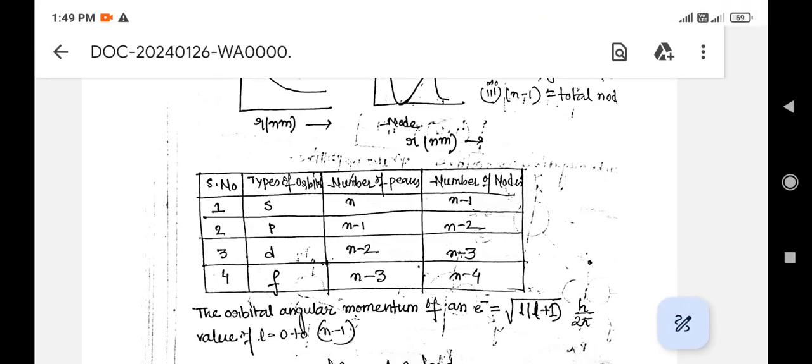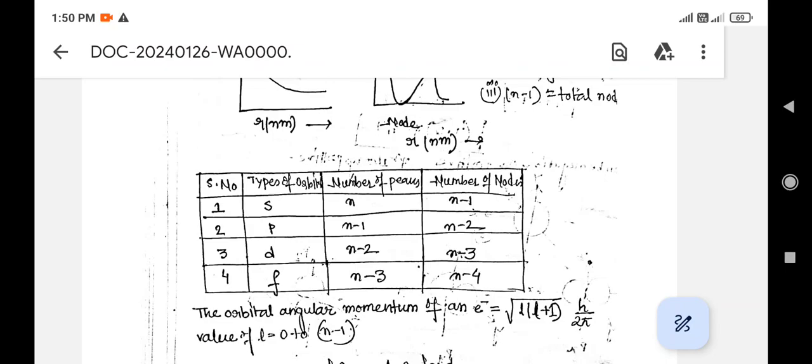The orbital angular momentum of an electron is root over l into l plus 1 into h by 2 pi. We can write root over l into l plus 1 times h cut, where h cut is nothing but h by 2 pi. And l is the azimuthal quantum number. The l value ranges from 0 to n minus 1. If n equals 2, then the l values are 0 and 1, less than n.